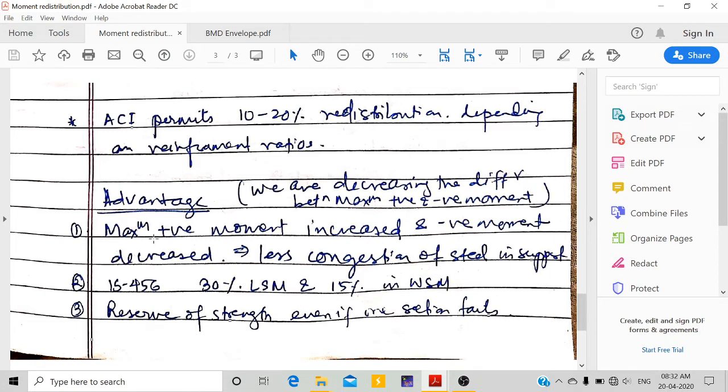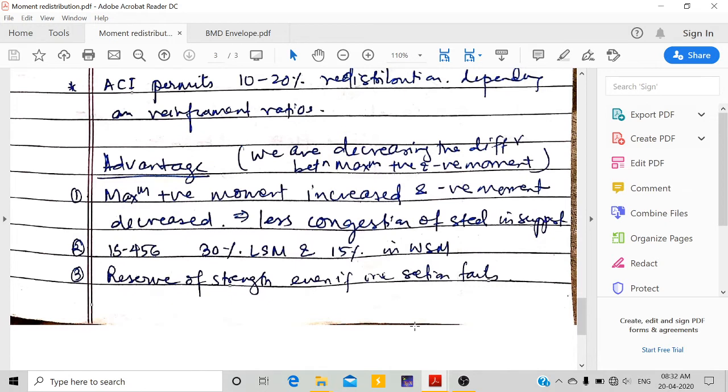Another advantage is that we are decreasing the difference between the maximum positive and negative moment. Maximum positive moment increases and negative moment decreases, so there is less congestion of steel. We discussed this use before also. And there is the reserve of strength, even if one section fails. Because we have used the moment redistribution method, even if one section fails, the maximum moment transfers to the less stressed sections. So the reserve of strength has been used, because you are using the full capacity of the beam.